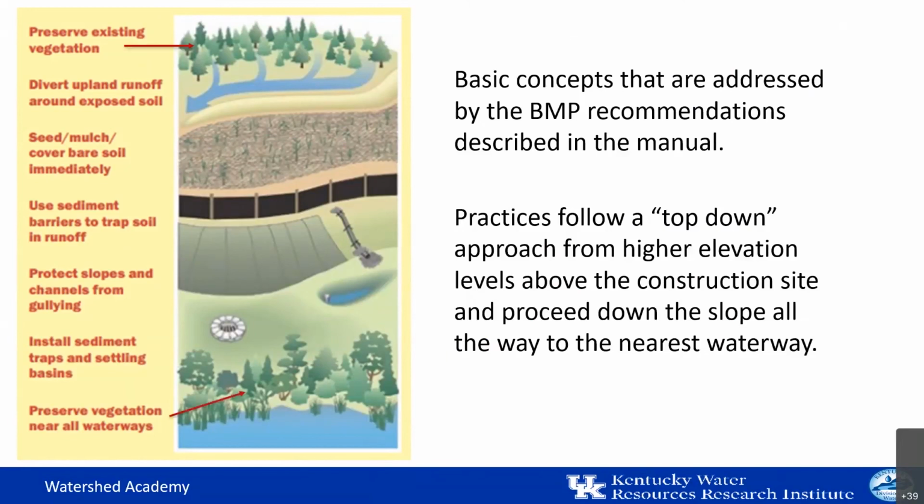Instead of removing vegetation, you want to try to preserve it as much as you can, especially near water bodies. And then also seed and mulch bare soil as quickly as possible. When bare soil must be exposed and left that way, it's best to divert upland runoff around it, possibly by creating a berm around it. And then also using sediment barriers to prevent soil from running off of the construction site, such as the silt fence used here.